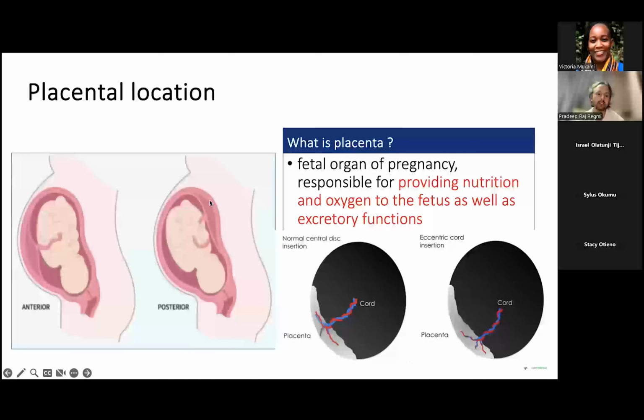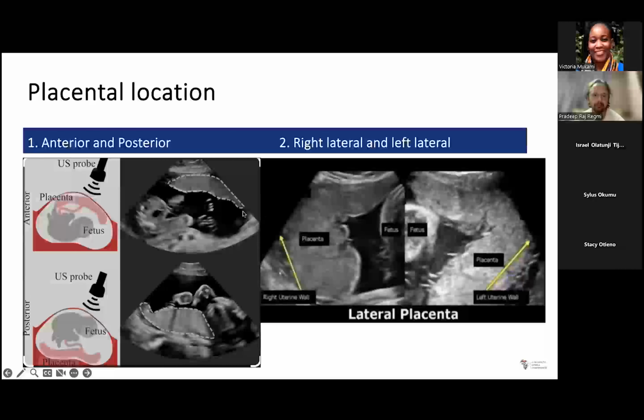And the other is placental location, which is quite important, because if the placenta is near the cervix, it is called placenta previa. It can predispose to bleeding per vagina during the pregnancy, and even if it is not treated in time, it can lead to fetal demise as well, because the placenta is the source of nutrients and oxygen to the fetus. And we determine the location of the placenta in this way.